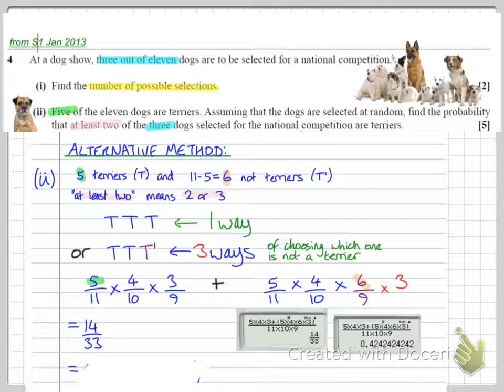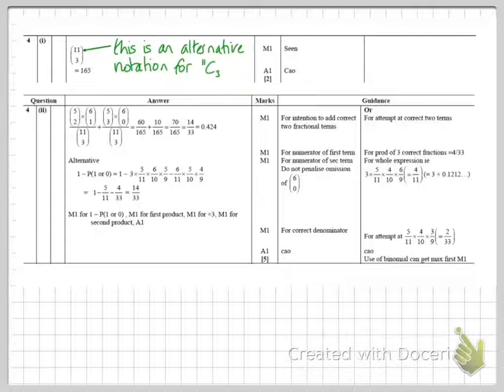We might choose to convert it to a decimal and round it to 3 sig fig, giving us 0.424. And here's the mark scheme, and the good news, first of all, is that we got the answers right. A couple of things that might be worth pointing out. The bit where we wrote 11C3 is actually written in a slightly different way.